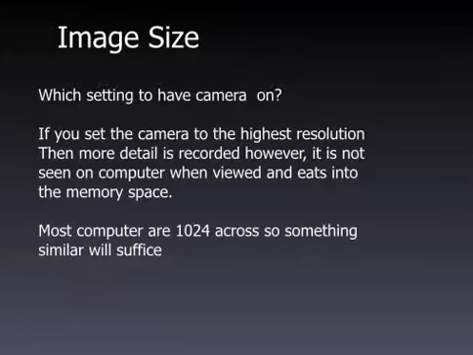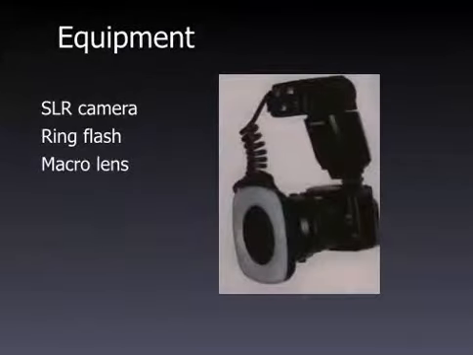Like we said, most computers are 1024 and across, so that's fine for your Keynote or PowerPoints. So, what equipment do you need? Quite simple: a digital SLR camera, a ring flash, and a macro lens. Simple as that. There are compact cameras which can take intraoral photographs, but if you want a true point-and-shoot system that is quick and easy to use, go for the digital SLR, ring flash and macro lens.